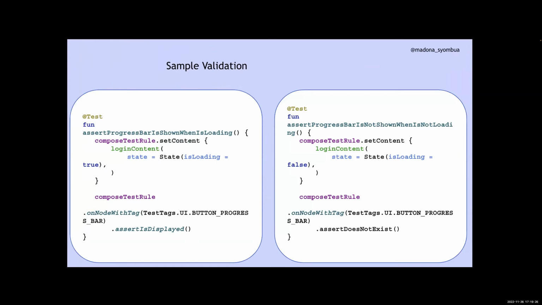I talked about verifying, let's say, the progress bar. So here I show how you can do that in the new Jetpack Compose. As you can see, there is this compose test rule where you can set content. My login content is this particular screen, and I'm loading once all the inputs are entered. If it's true, I should assert that the loading progress bar is displayed. And if loading is false, then the loading progress should not exist.